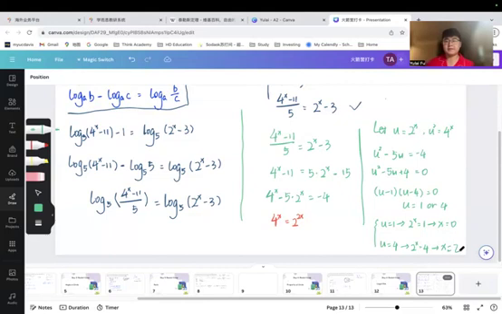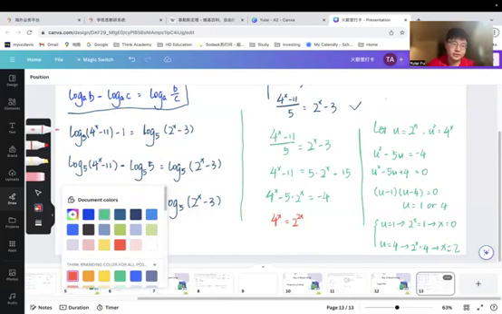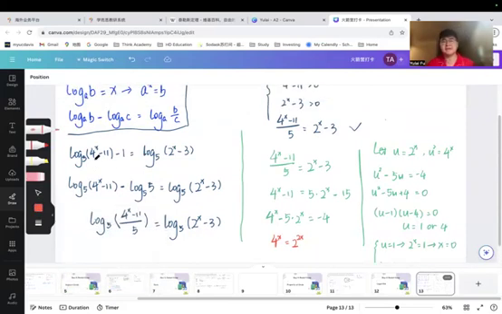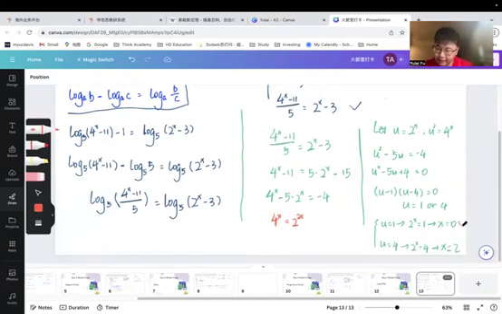Then we just check. Can x equal 0? If x equals 0, then 4 to the power of x is 1, and 1 minus 11 is negative 10. Can 5 to the power of something equal negative 10? No. A positive number's exponent cannot give a negative number. So we cannot use this one.